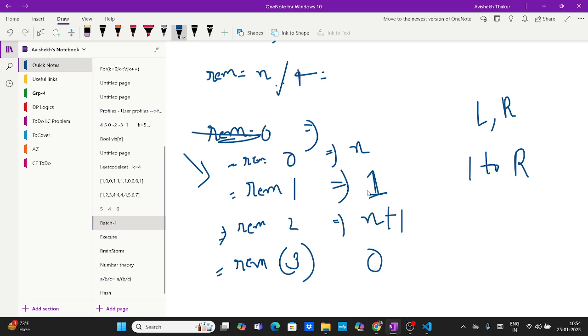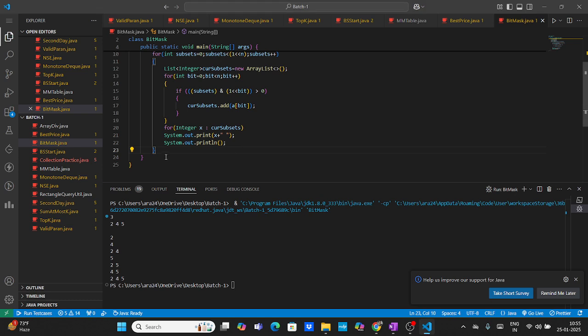Clear? For that also we need to run a for loop, right? Like I did not get the constant one.